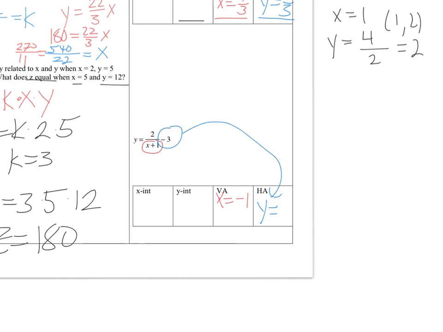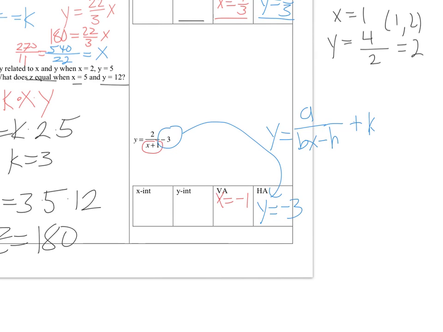You might think about this as transformation notation, and my basic function here is going to be y equals a over (bx minus h), and then plus k, where k is that horizontal asymptote. Whatever makes the denominator 0 is going to be my vertical asymptote, and a is the steepness of this graph.